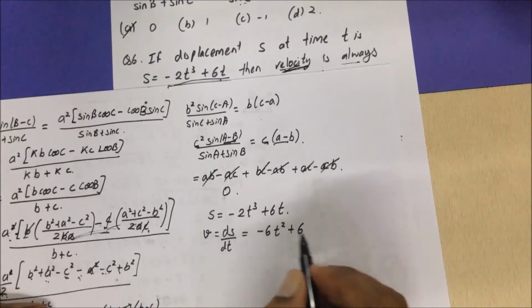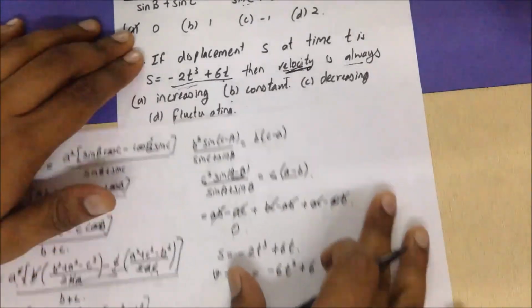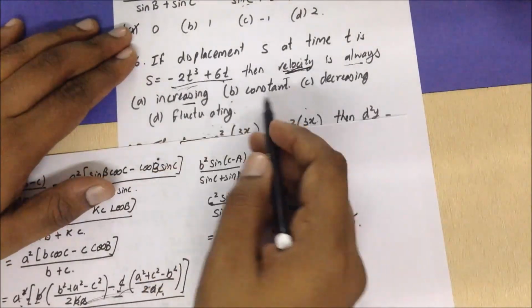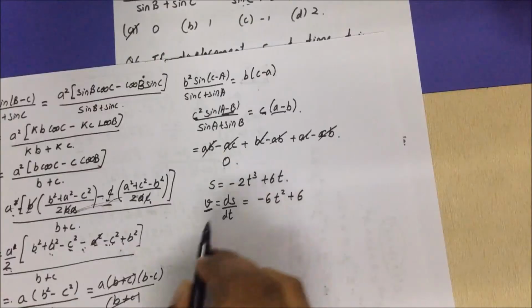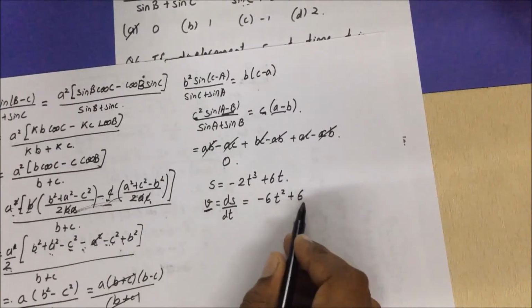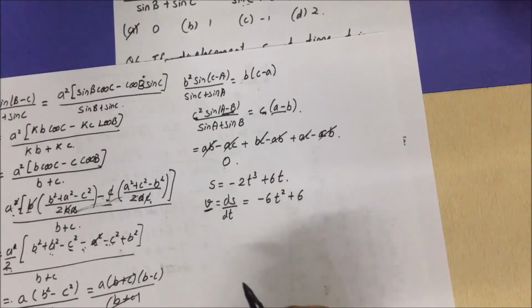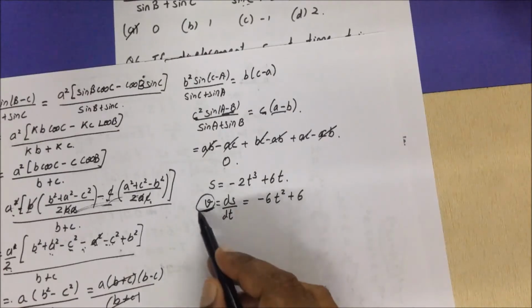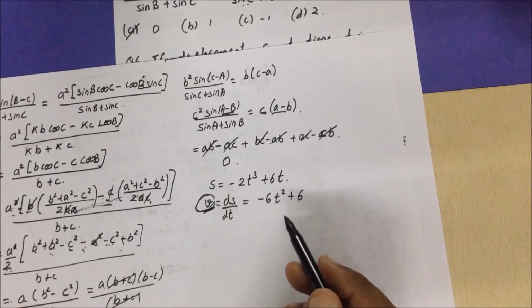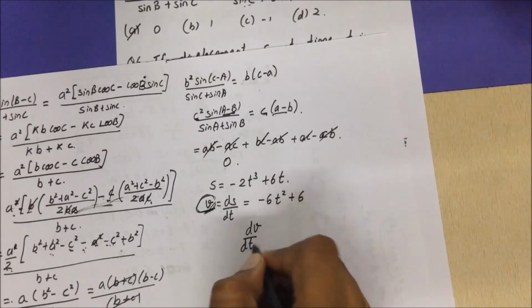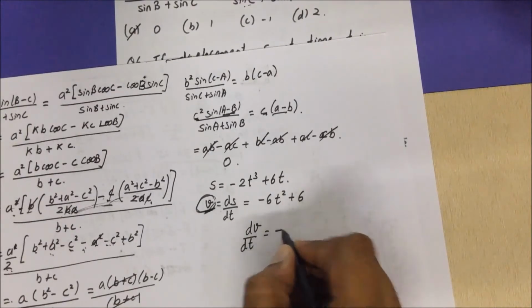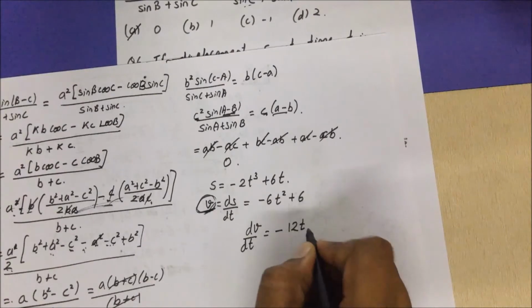Now you need your velocity. What is going to be the velocity? Whether it is going to be an increasing function, a constant function, or a decreasing or a fluctuating. You have got your velocity. You need to know whether the velocity is going to be a decreasing, increasing, or a constant function. You need to check what its derivative is going to be. So you need to find your dv by dt. So your dv by dt is going to be minus 12t.